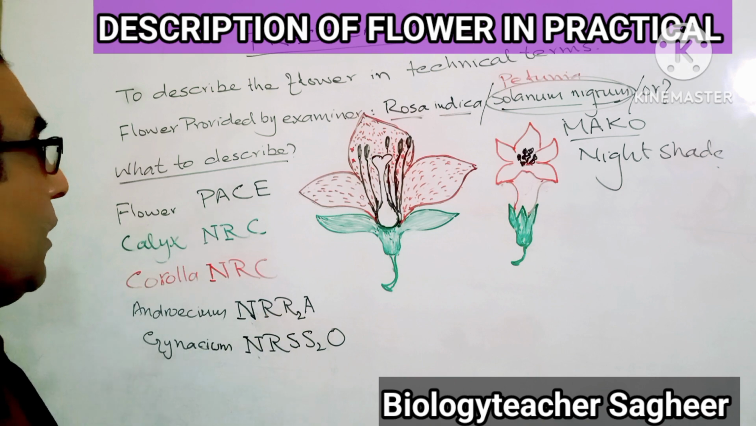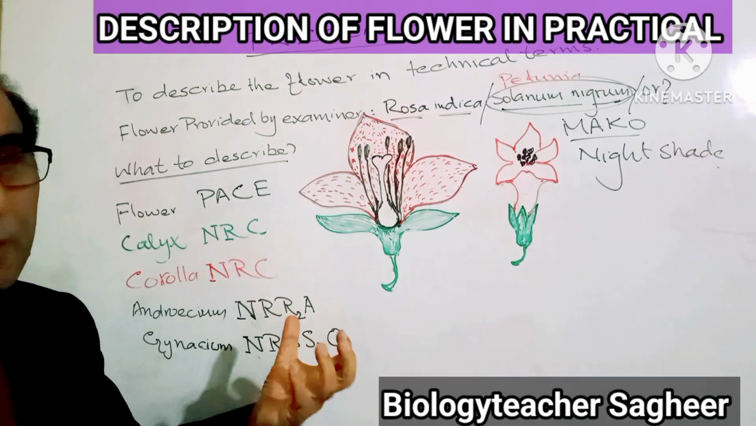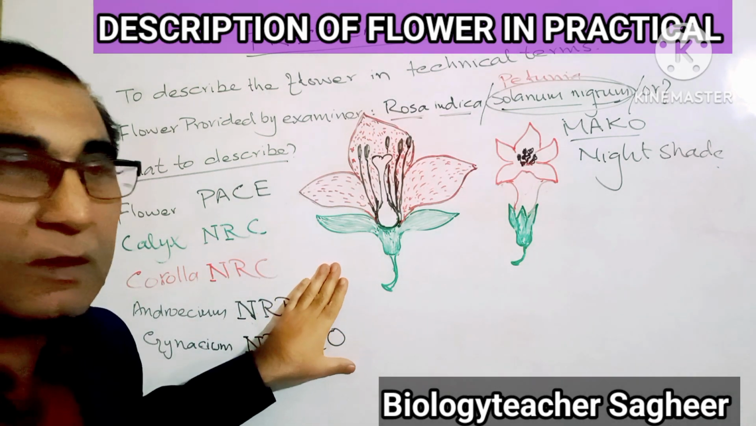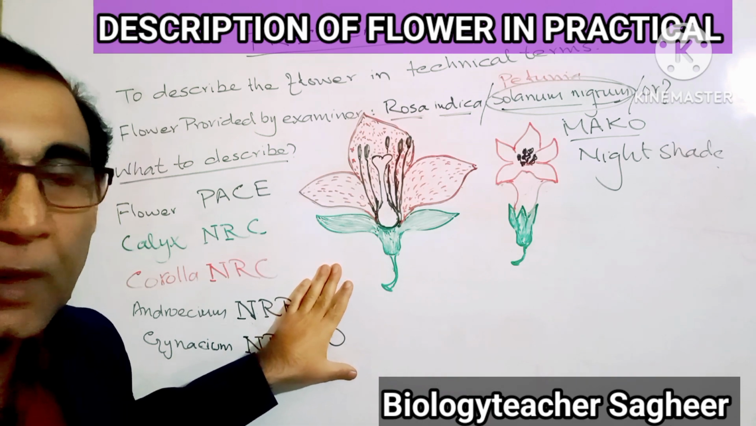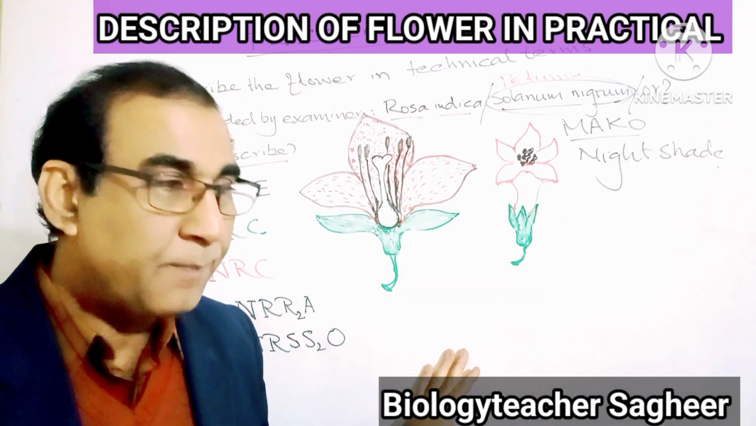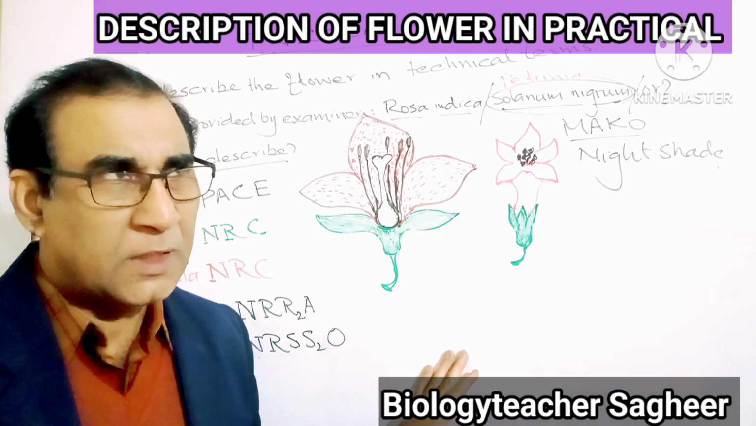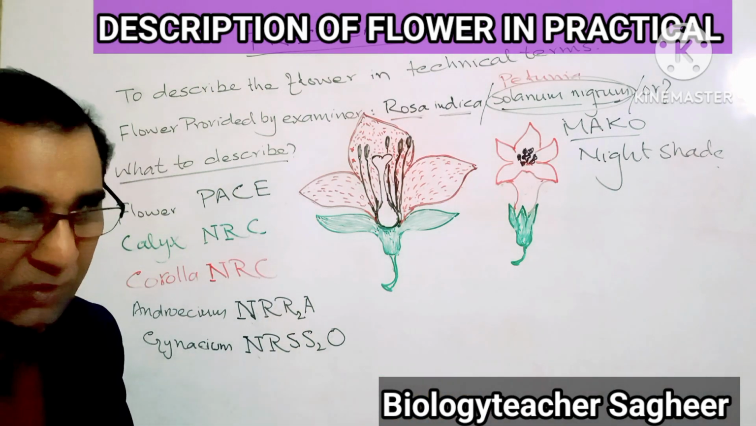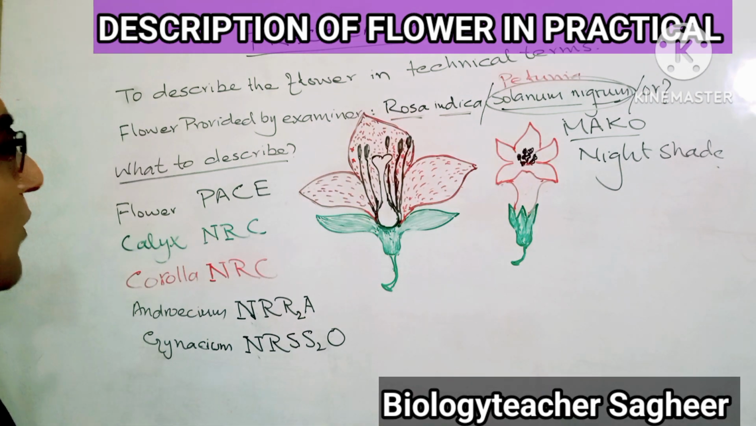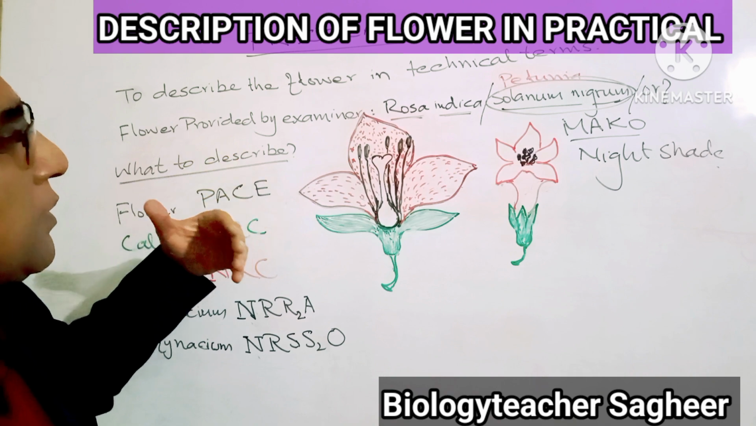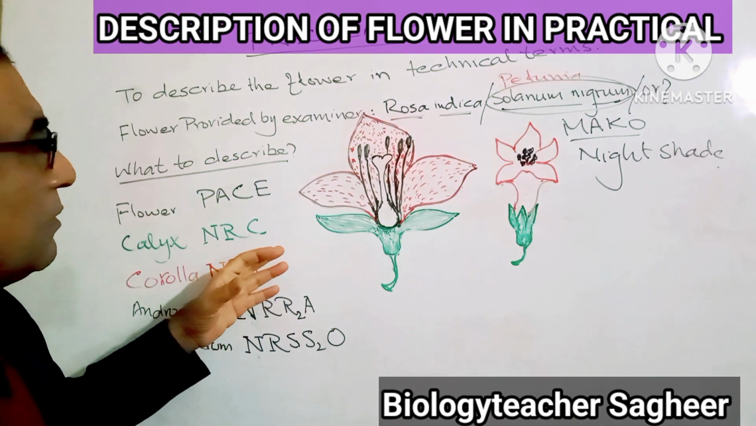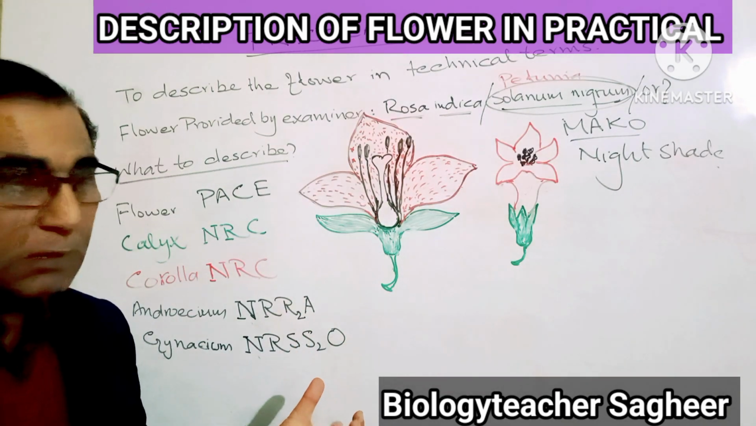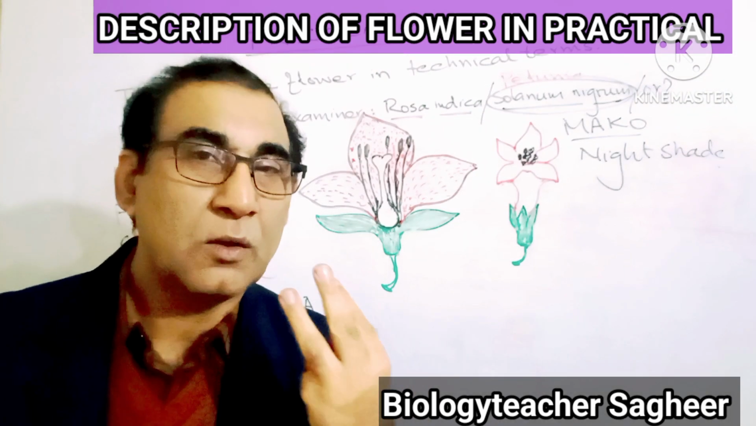Now let's come to what you have to describe and how you have to describe this flower. I will tell you that you have to describe the flower in question number 2 in all the boards of Punjab, Pakistan, and Azad Kashmir as well. The question number can be changed. However, this is the description of the flower, and you have come across Solanum nigrum. You will have to describe 3 parts of the flower.